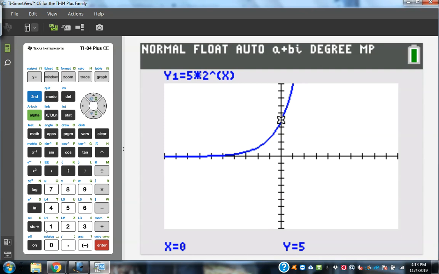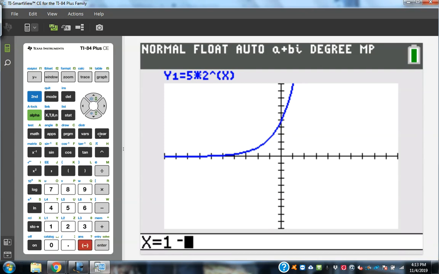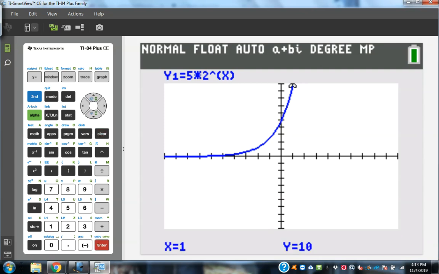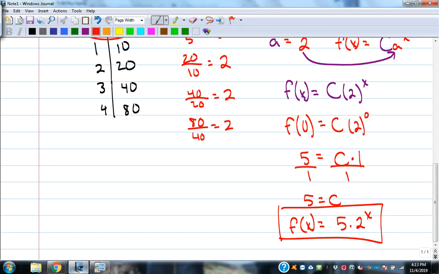And if I type in those x values, 0, I see I get the y value of a 5. If I type in a 1, I get the y value of 10. If I type in a 2, I get the y value of 20. So I'm checking those x values. You can see that I get the same y value that my table had in it. So I can see that fits my table really well.